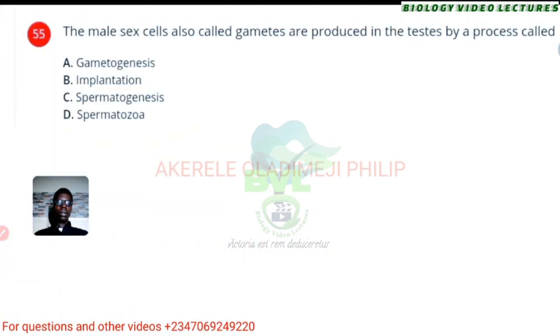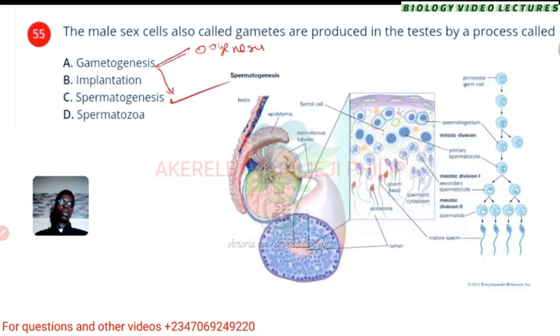The male sex cells, also called gametes, are produced in the testes by a process called spermatogenesis. Now, gametogenesis is generally a process whereby gametes are formed, which includes oogenesis, which means formation of egg in female, and this other one we mentioned just now, spermatogenesis. All right. Now, I think it's important for us to quickly remember some few things.